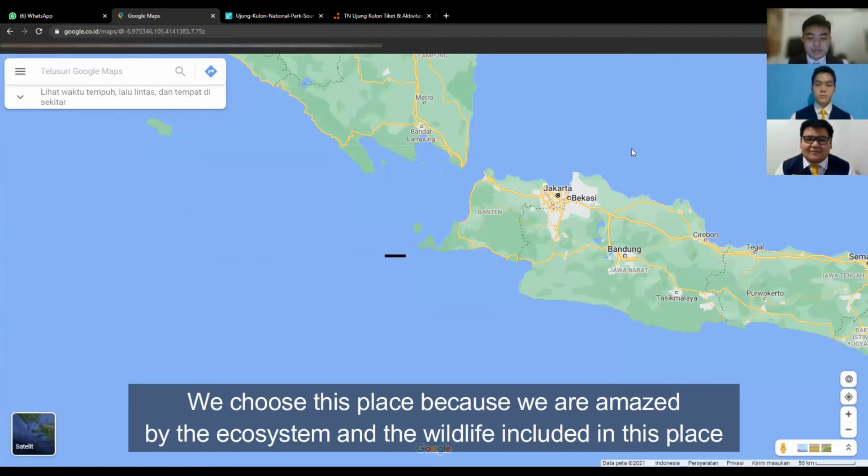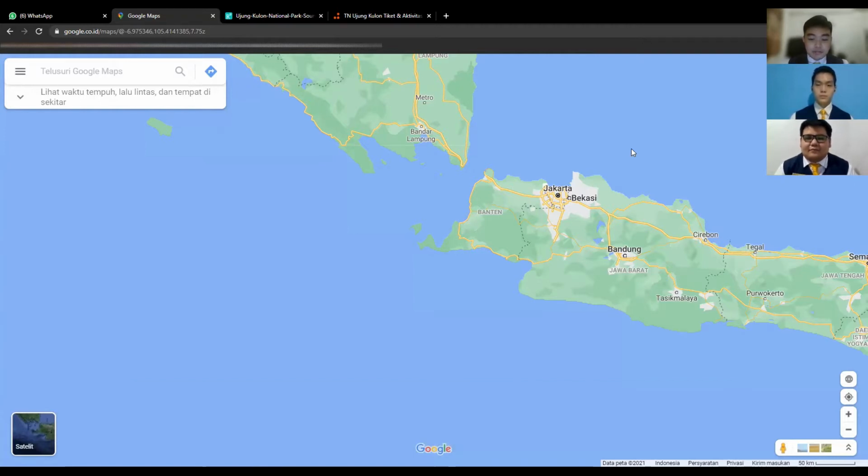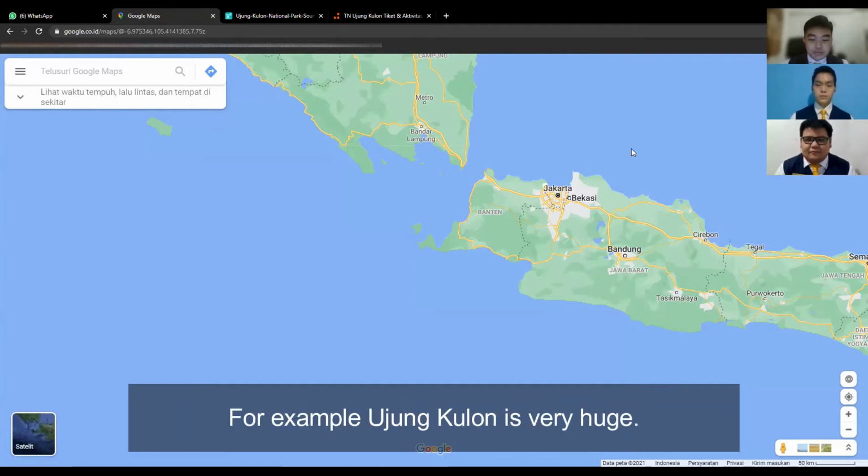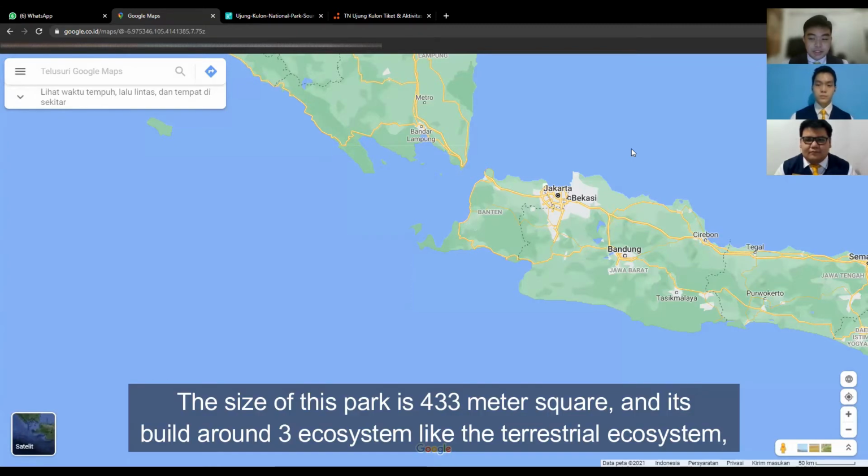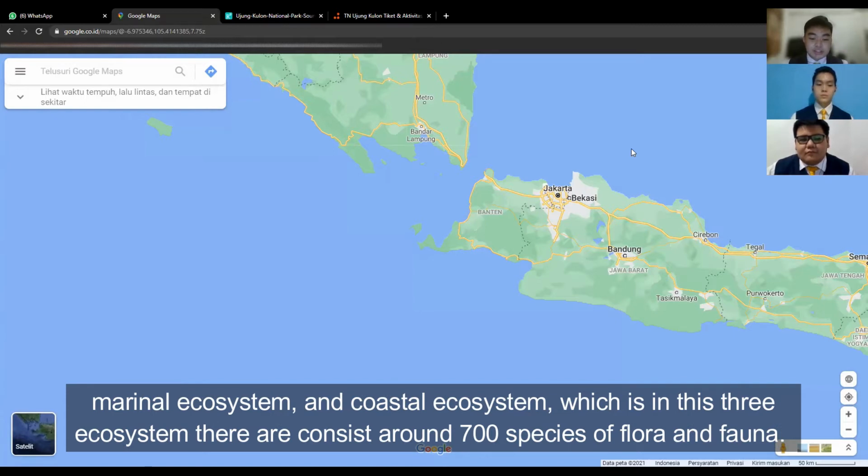We chose this place because we are amazed by the ecosystem and the wildlife included in this space. For example, Ujung Kulon is very huge. The size of this park is 433 meters square, and it's built around three ecosystems: the terrestrial ecosystem, marine ecosystem, and coastal ecosystem. In these three ecosystems, there are around 700 species of flora and fauna.